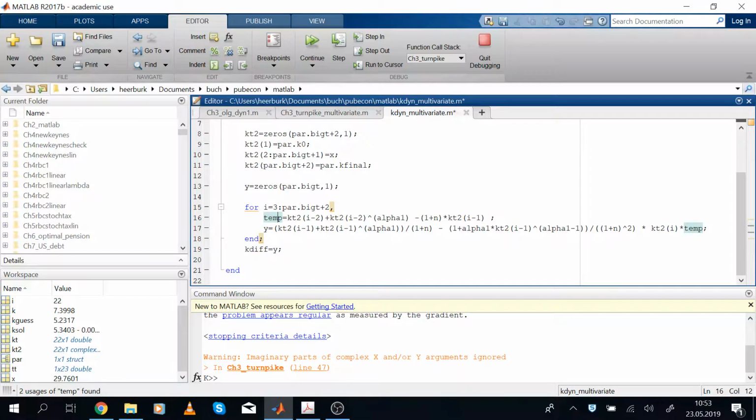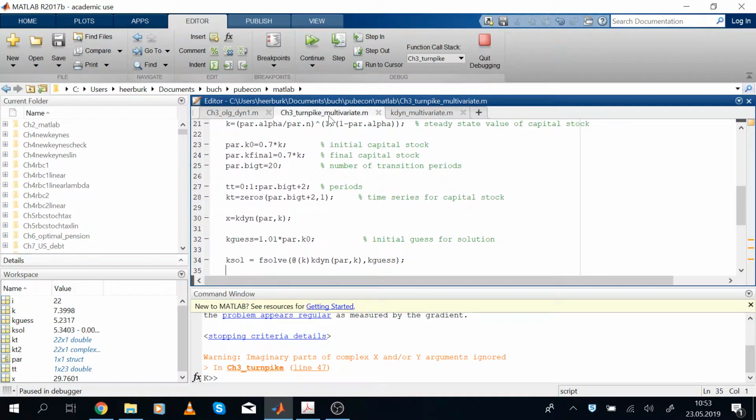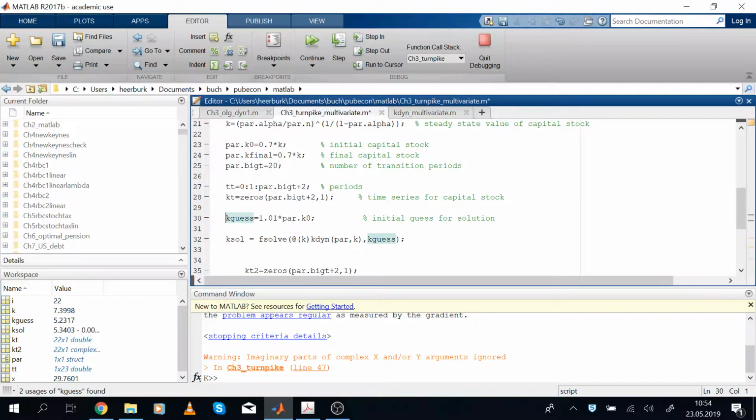So this concludes the changes in the function kduin multivariate m. Save it and go back to chapter 3 turnpike multivariate and do the other changes which are necessary. So we erase equation 30 and need to provide a new guess for our 20 capital stocks. Now it's not a scalar, but now we have 20 entries in our column vector.